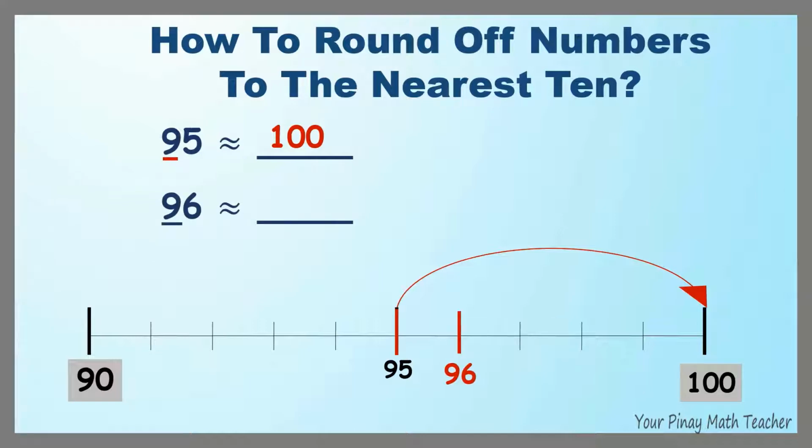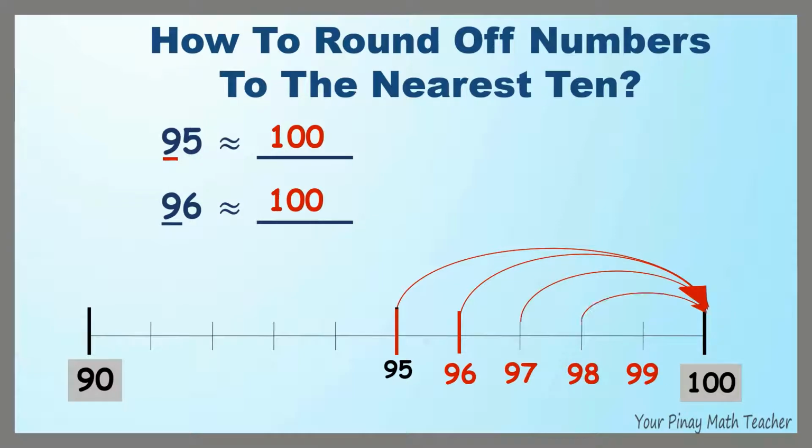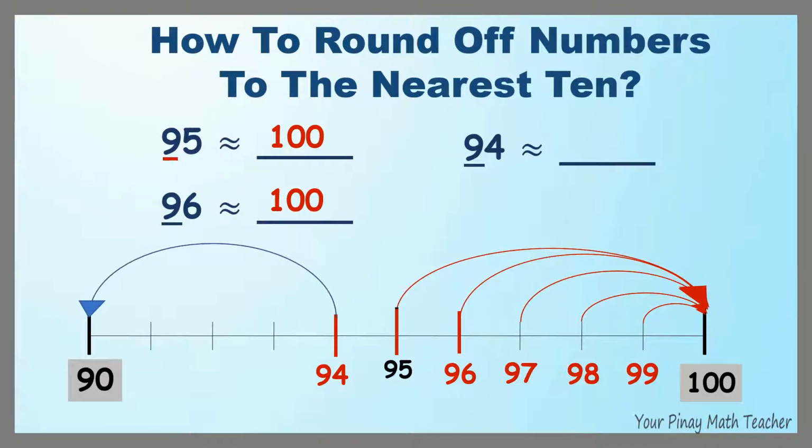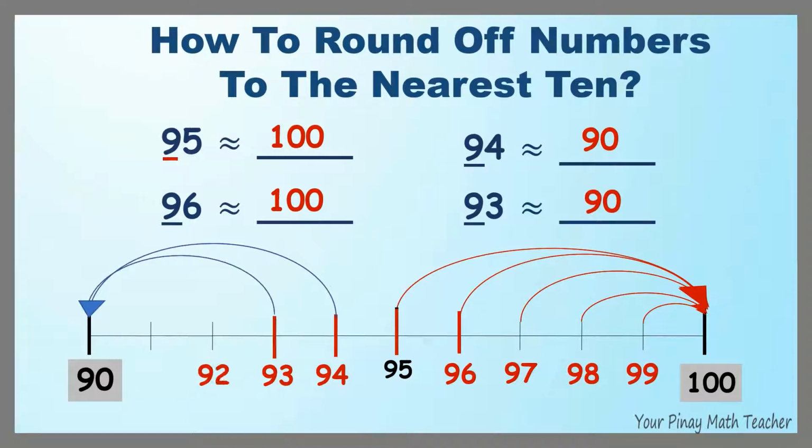How about 96? 96 is nearer to 100 than 90. So again, it is rounded off to 100. And so with 97, 98, 99. They are rounded off to 100. How about 94? It is already rounded off to 90 since it is nearer to 90 than 100. So 94 is rounded off to 90. Also 93 is rounded off to 90. Also 92 and 91. They are rounded off to 90.